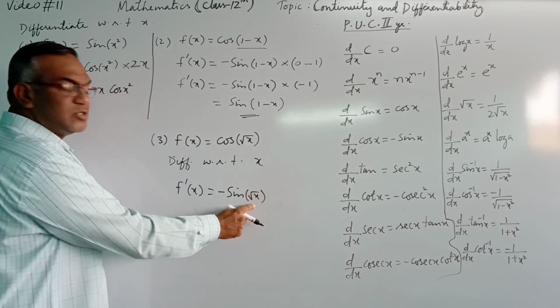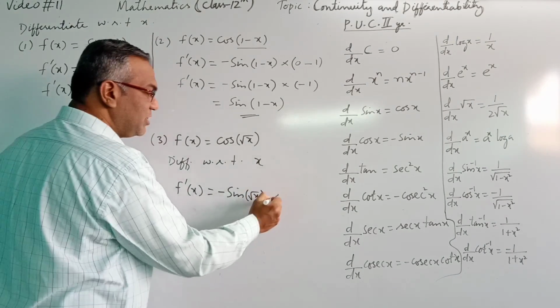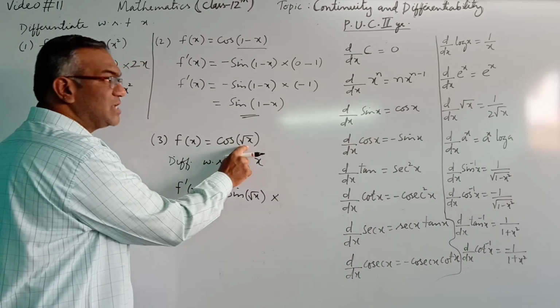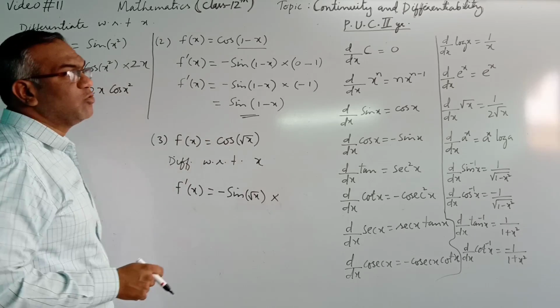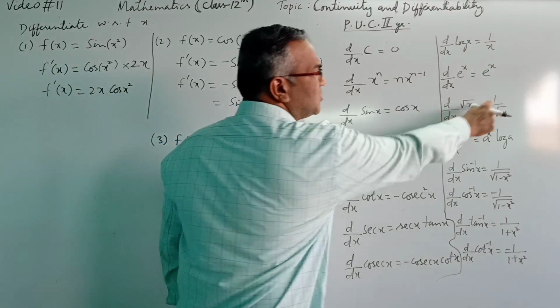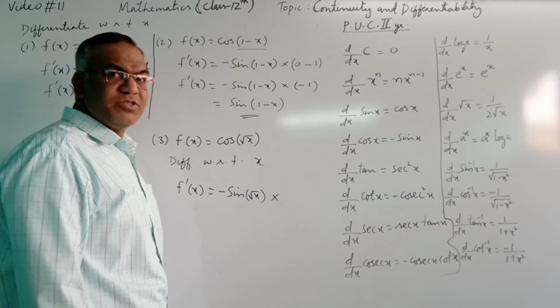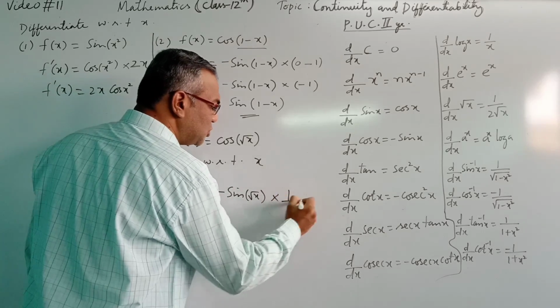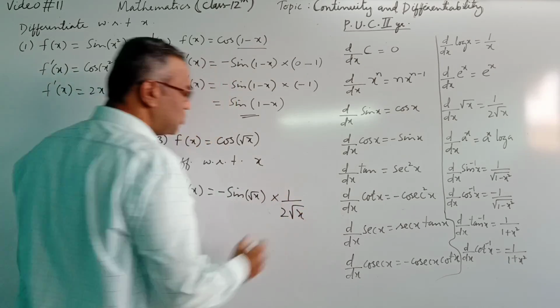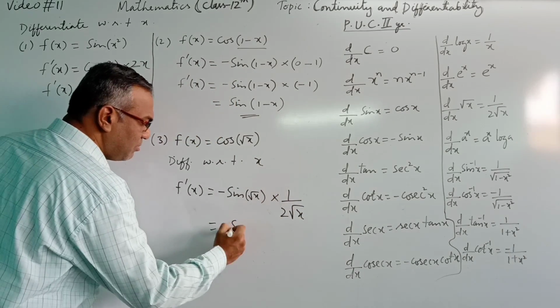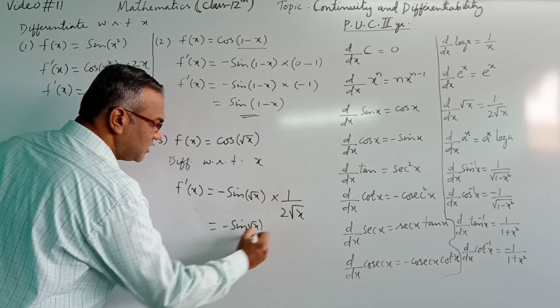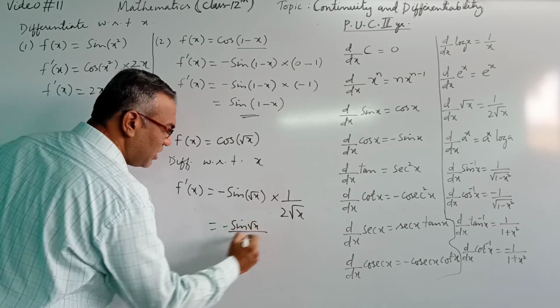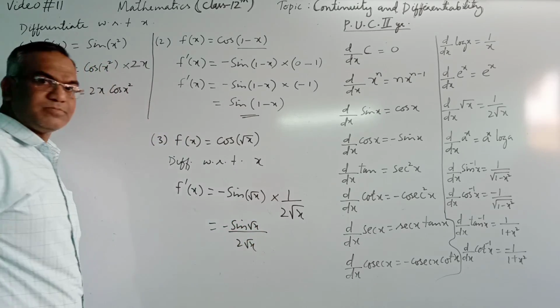x, but here x is root x, so we cannot leave it. In product we have to differentiate root x also. What is the differentiation of root x? Differentiation of root x is 1 by 2 root x. So that will become minus sine root x divided by 2 root x.